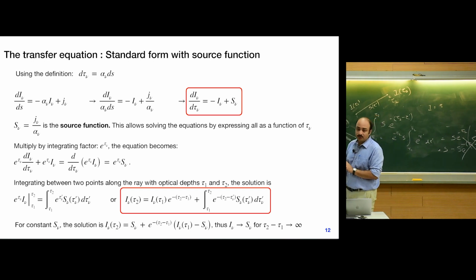Now this is important to note because this is what we'll use for a black body. Last 5-10 minutes. I hope this was clear. Any questions? Okay, good. Last 5 minutes.